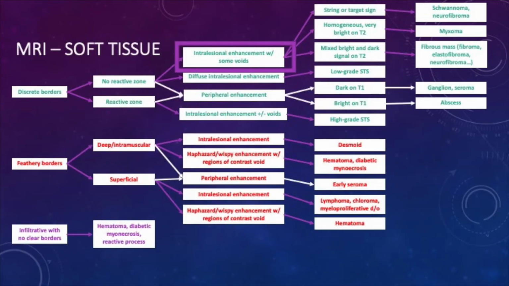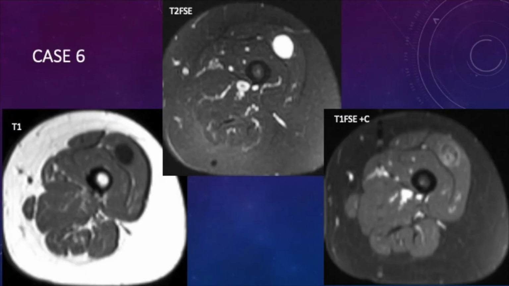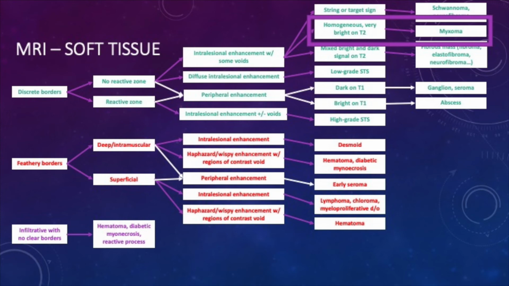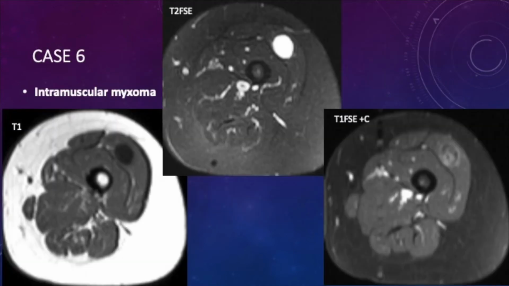Is the lesion homogeneous and very bright on the T2, or is it mixed bright and dark signal on the T2? Well, when we go back and look at that T2 fat saturated image up top, it's very homogeneous and it's very bright. It's as bright as any fluid on this sequence. So we're going to go with homogeneous, very bright on T2. So what we have is an intramuscular myxoma. And that's indeed what this case was.